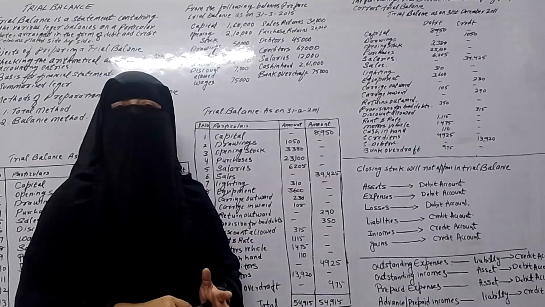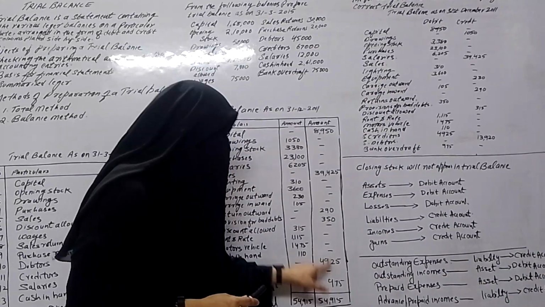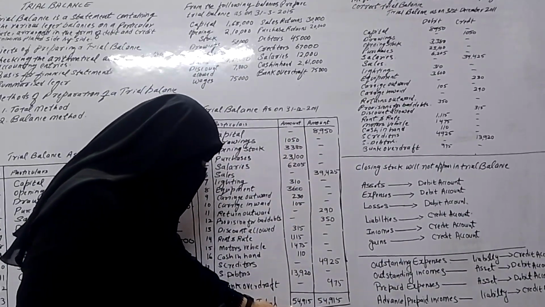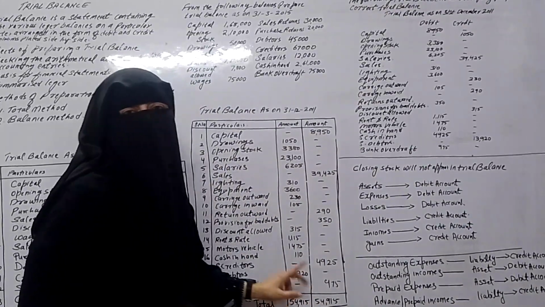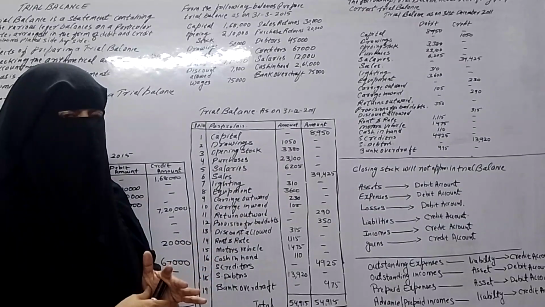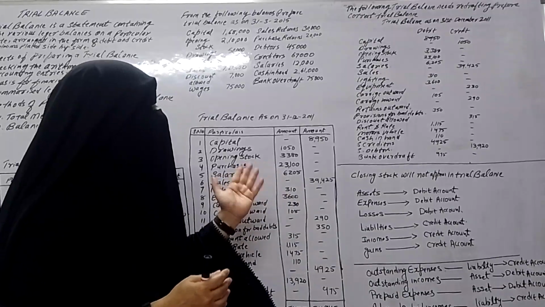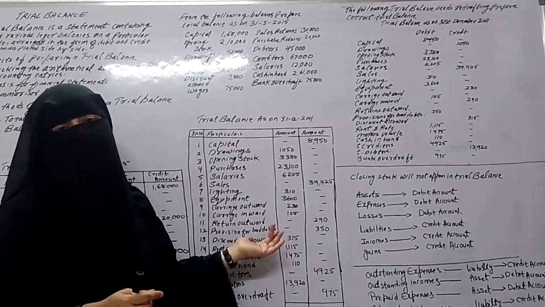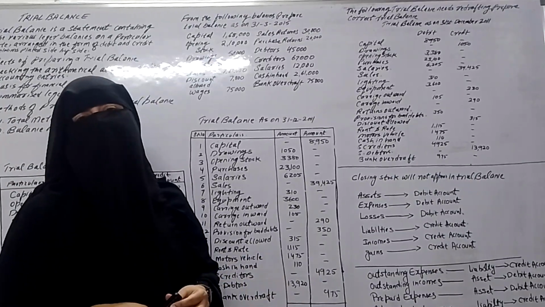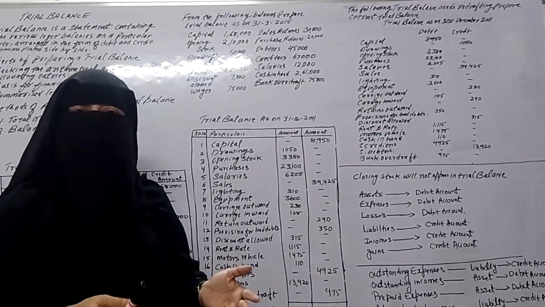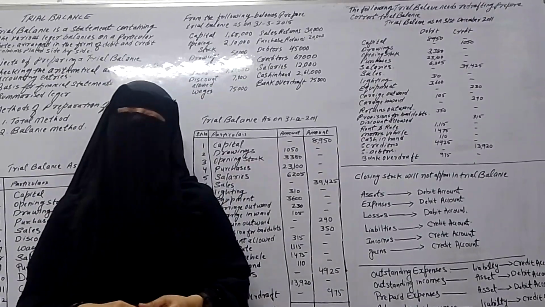Bank overdraft is a liability, so it's a credit account, bank overdraft 975. So total of debit is 54,915 and total of credit is 54,915. Both the sides we have the same total, that means the arithmetical accuracy of the account is correct. So these are the two problems of trial balance. In my next video I will show you some more problems of trial balance, then I will start the problems of final accounts, preparation of trading account, profit and loss account and balance sheet.